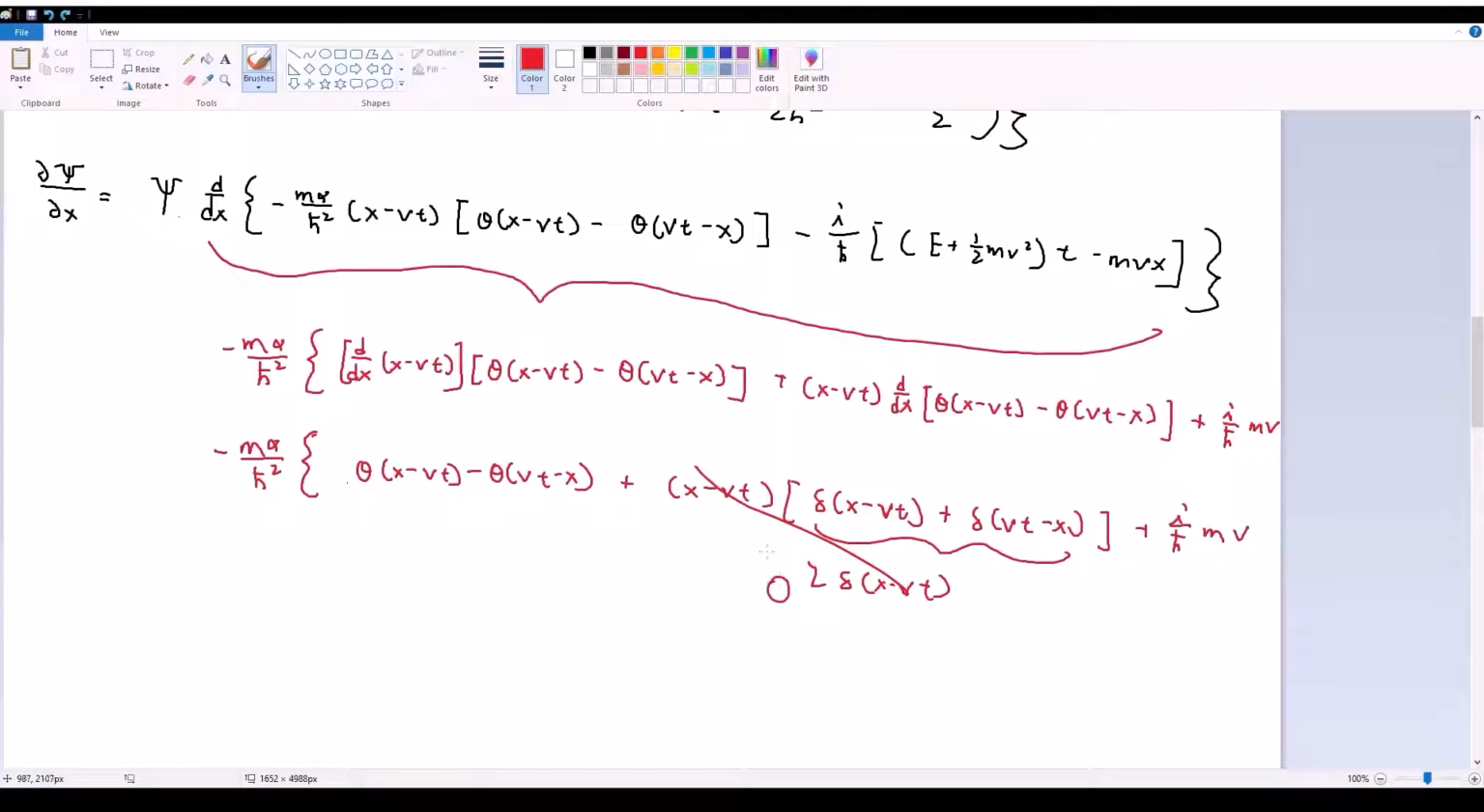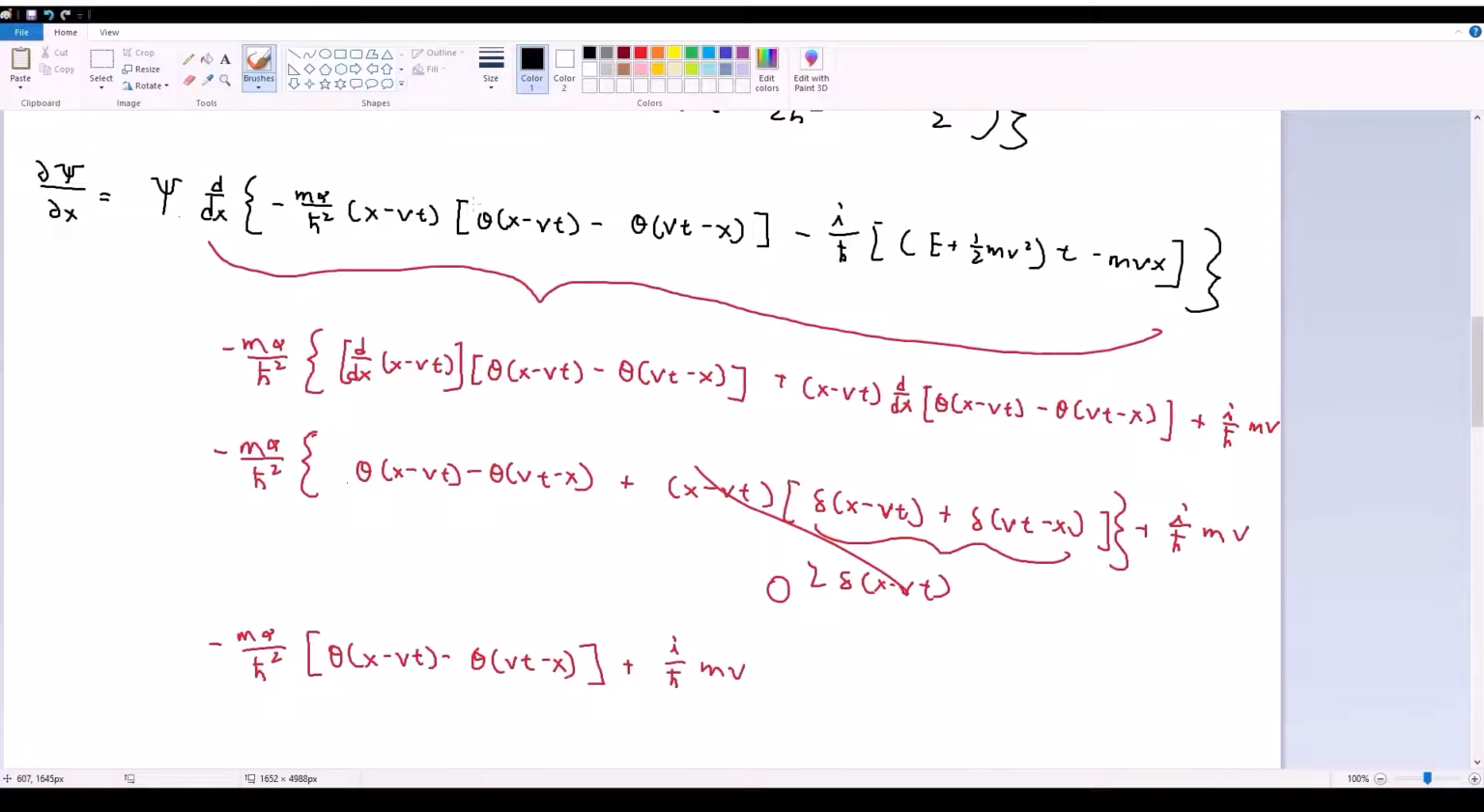So our final expression is going to be equal to negative m alpha over h bar squared times, let's do it this way, theta(x − vt) minus theta(vt − x), plus i over h bar times mv. And at this point, once again, we attach it to the front here.